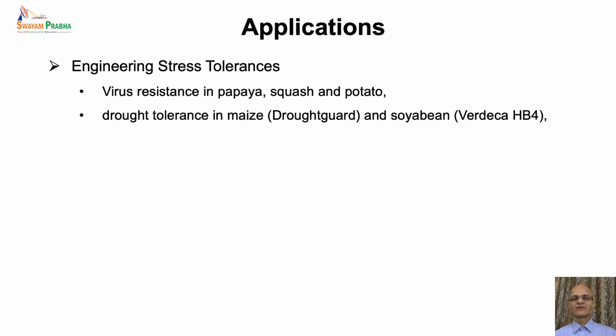Considerable progress has been made in engineering tolerance to several other stress types, such as abiotic stresses like drought tolerance in maize. Drought tolerant cultivars of maize have been engineered, and DroughtGard cultivars have been released. Similarly, Verdeca HB4 has also been released for soybean, which is also drought tolerant.